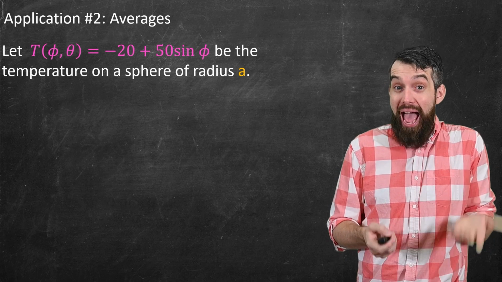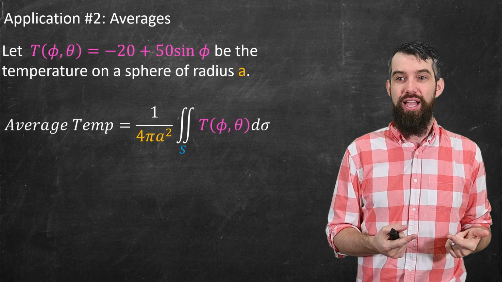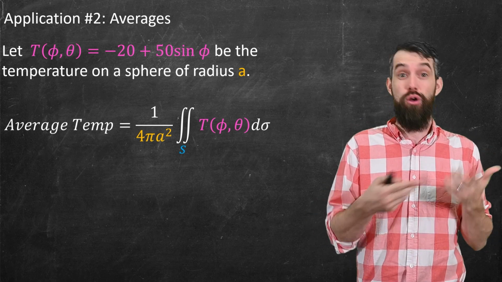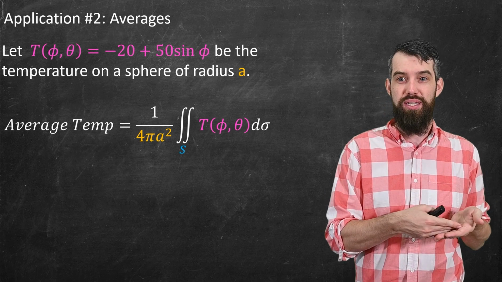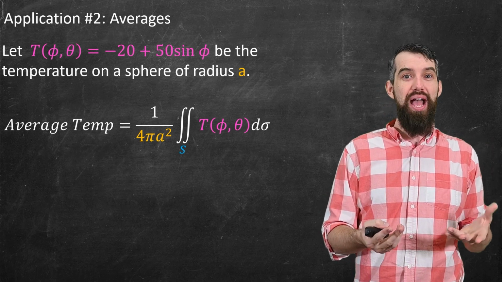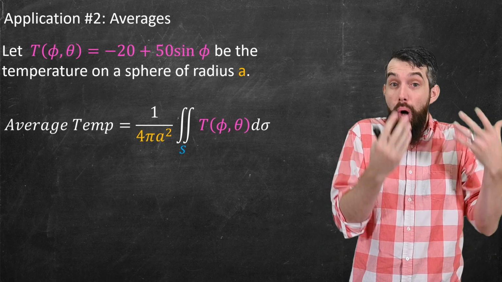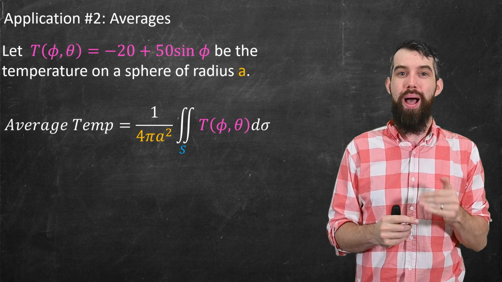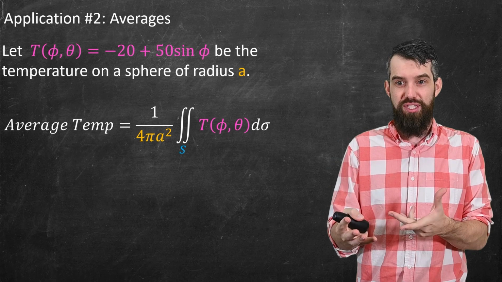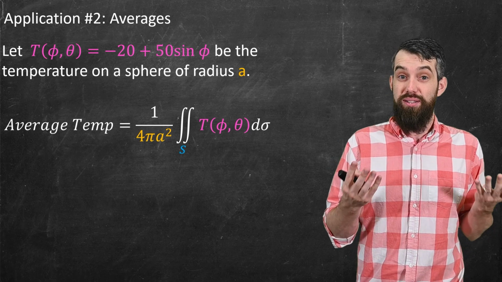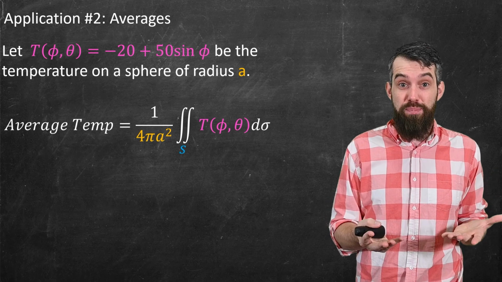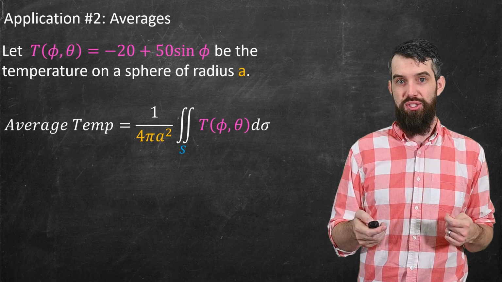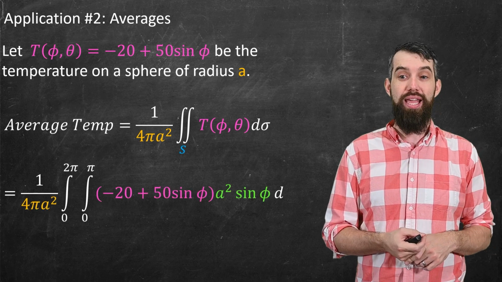Anyways, if I want to figure out the average temperature, what's the formula for any average? You add everything up and then you divide out by the number, right? If I wanted to compute the average grade in the course, I'd add up all the scores, divide out by the number of students. So the average temperature here is I'm going to add up all of the temperatures on all of the little elements of surface area and then divide out by the total surface area. So the 1 over 4 pi a squared is me dividing out by the total surface area. And then I've got this surface integral where I'm adding up all the temperatures, the integral of the temperature function d sigma.